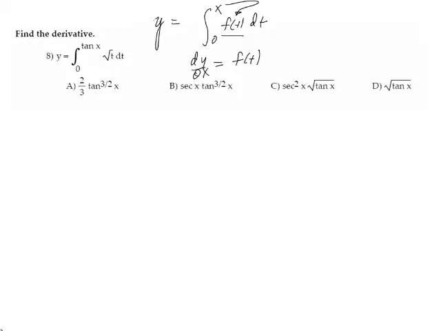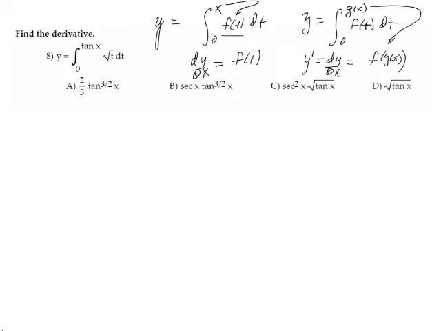I want to caution you that if you have y equal the integral from 0 to some g of x, that now y prime, or dy/dx, is equal to f of g of x. In other words, you substitute the top everywhere you see a t, but then you have to multiply by g prime of x. And that's what many of you have forgotten to do on this kind of problem. You got to remember the chain rule.